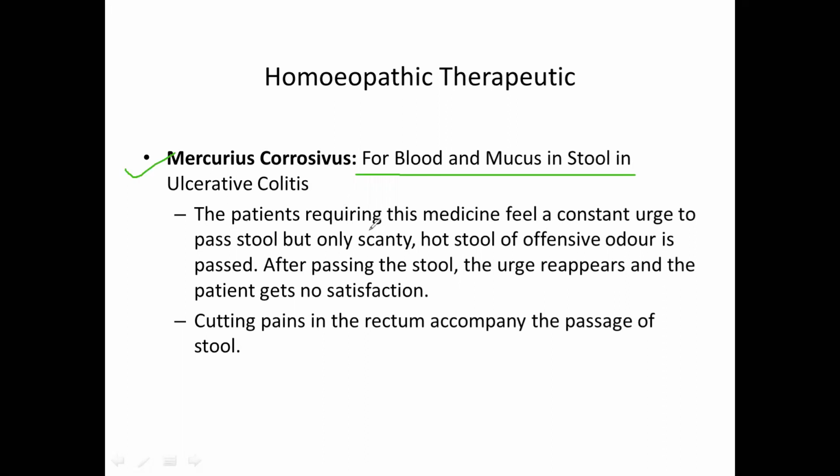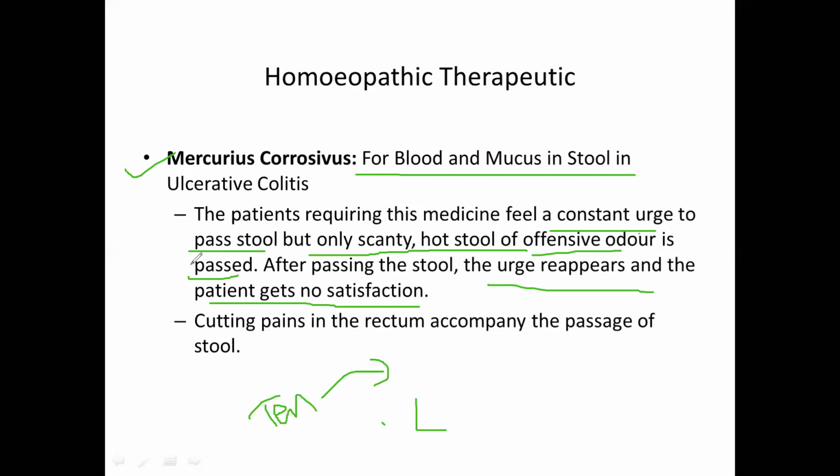The patient requiring this medicine feels a constant urge to pass stool, but only scanty, hot stool of offensive odor is passed. We have already seen that in ulcerative colitis the diarrhea, or bowel frequency, is usually associated with tenesmus. That's as explained in Merc cor also. After passing the stool, the urge reappears and the patient gets no satisfaction. That is again the feature of tenesmus, that the patient has a feeling of incomplete defecation. So this is the leading symptom of ulcerative colitis, and it is usually covered by Merc cor.